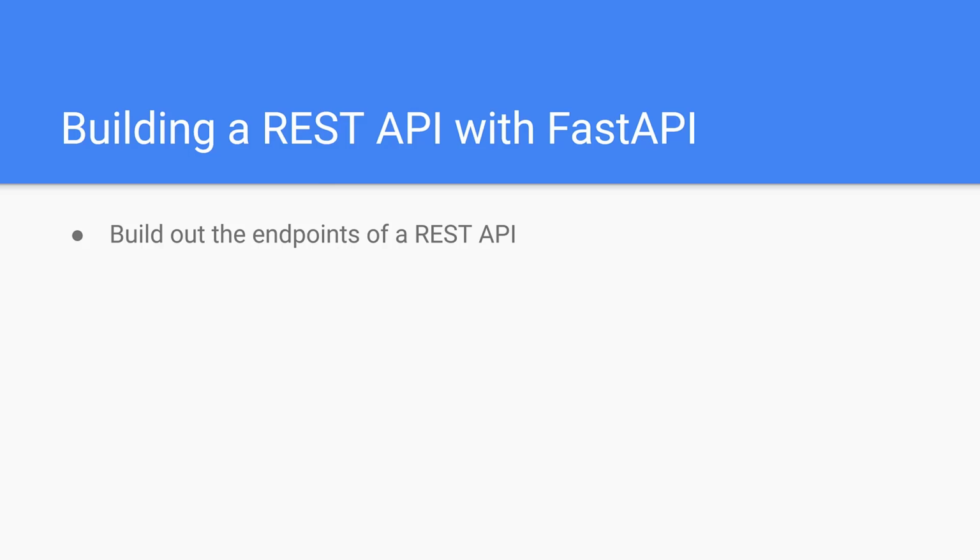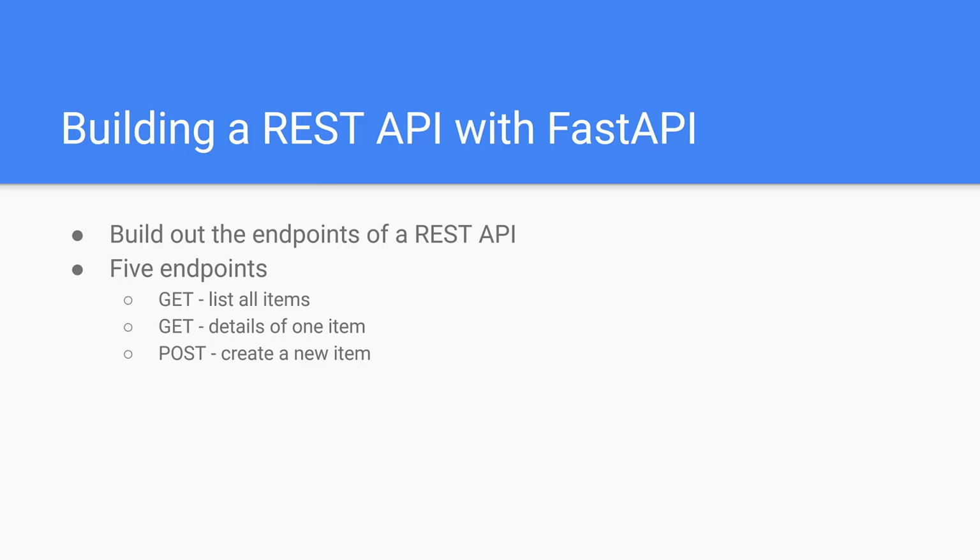Again, we will be creating a to-do app. It will have 5 endpoints. There will be 2 get endpoints, one to list all to-do items, and another to get the details of a to-do item by its ID. The post endpoint will create a new to-do item, while the put endpoint will update an existing to-do item. Finally, the delete endpoint will remove an existing to-do item.